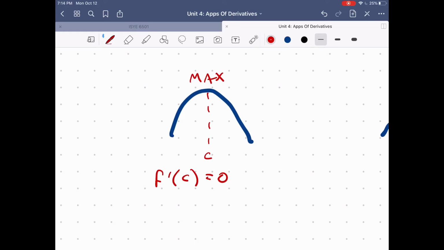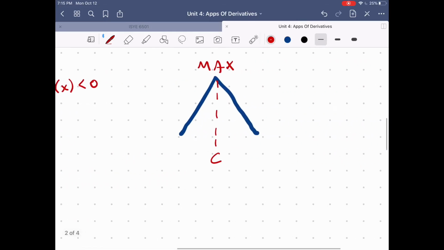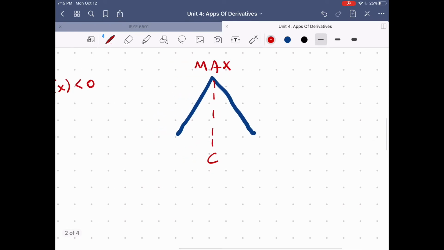And if you look to the left of c, over here to the left, your graph is increasing. So from the left, f prime of x is greater than 0. And then to the right of c, it's decreasing. So f prime of x is less than 0. So that's how to find a relative maximum if your derivative is equal to 0. But what happens if your derivative is undefined? That happens if you have a cusp or a corner.